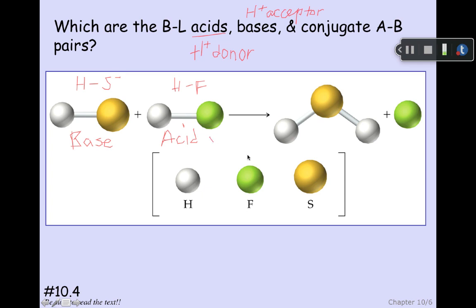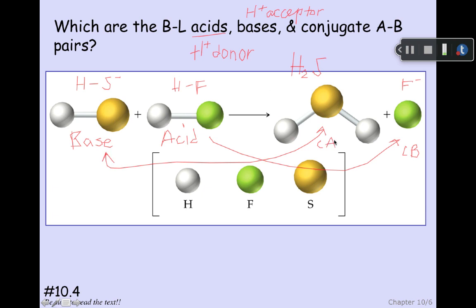The HF then turns into its conjugate base, namely the fluoride ion, and we put that label on it, conjugate base. The HS picks up the proton and becomes H2S, and that would be the conjugate acid of the HS species. We don't have a good name for that. Another pair of acid-base conjugates.